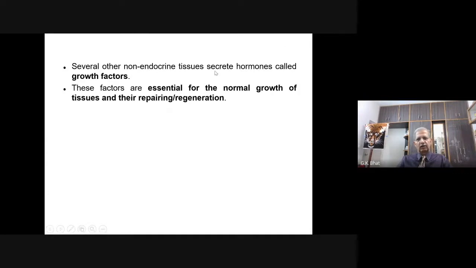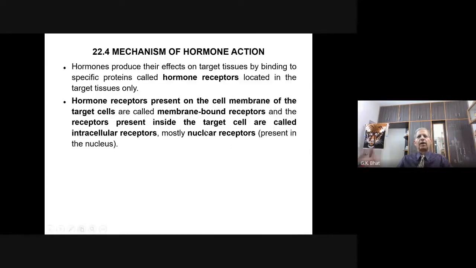Several other non-endocrine tissues secrete hormones called growth factors. These factors are essential for the normal growth of tissues and their repair and regeneration. Now let us look into the mechanism of hormone action. There are two types of hormone action. Now you may ask how this hormone helps in body function.